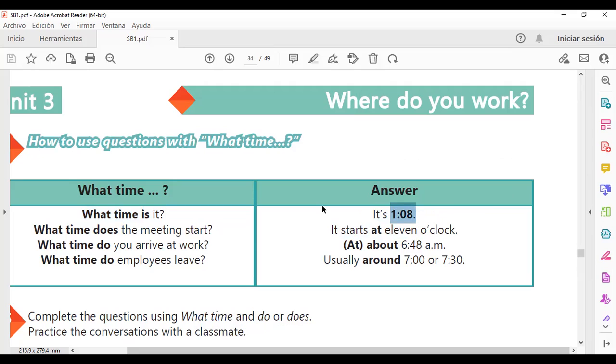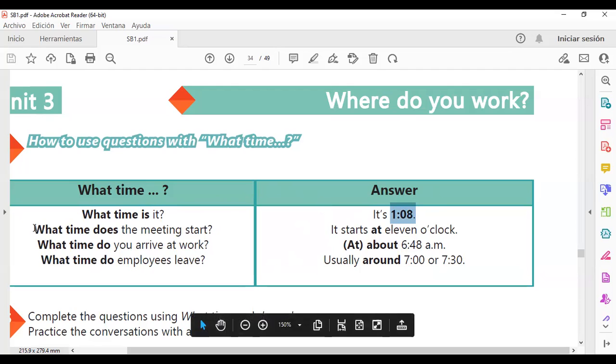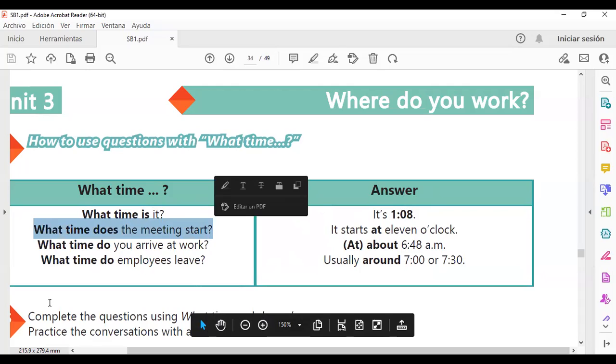When you are asked to provide the time and somebody asks, it's 1:08, or otra manera de decirlo. You say it's 8 minutes after 1. Yeah, it's 8 minutes after 1. Now, where is the second question, people?